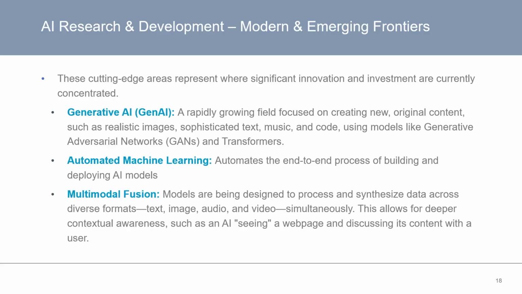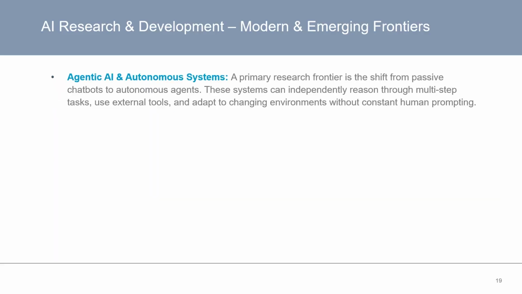And multimodal fusion, where models are being designed to process and synthesize data across diverse formats, including text, image, audio, and video simultaneously. This allows for deeper contextual awareness, such as an AI seeing a web page and discussing its content with a user. Also, agentic AI and autonomous systems.